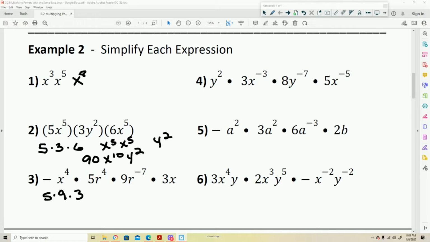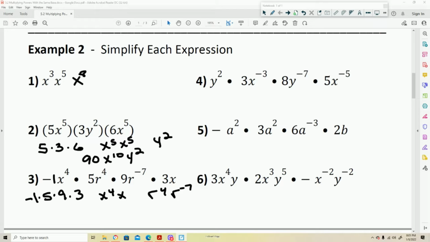Then we have some x's that need to go together. I got negative x^4, and I've got x^1. Actually, there's a better way to handle this. Let me back this up. Okay, 5, 9, and 3. We're going to call this negative 1 coefficient, so we'll put the negative 1 with this group. Okay, then we'll have x^4 and x together, and then we'll have r^4 and r^-7 together. Okay, so those are the like things.